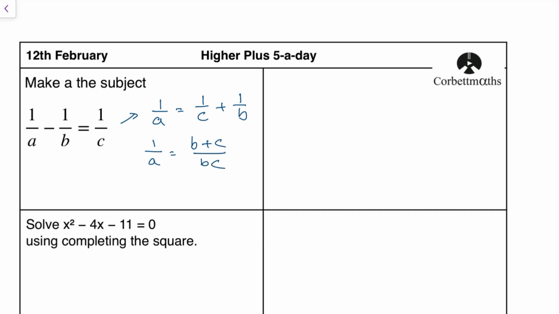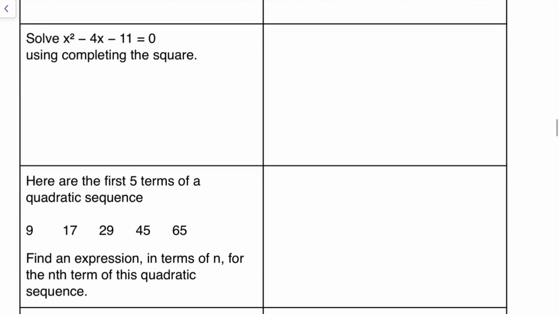Now 1 over A equals that, which must mean in one go, this wasn't anywhere near as bad as it looks, was it? So A is going to be equal to BC over B plus C. Question done. Next question. Solve x squared minus 4x equals 11 using completing the square.